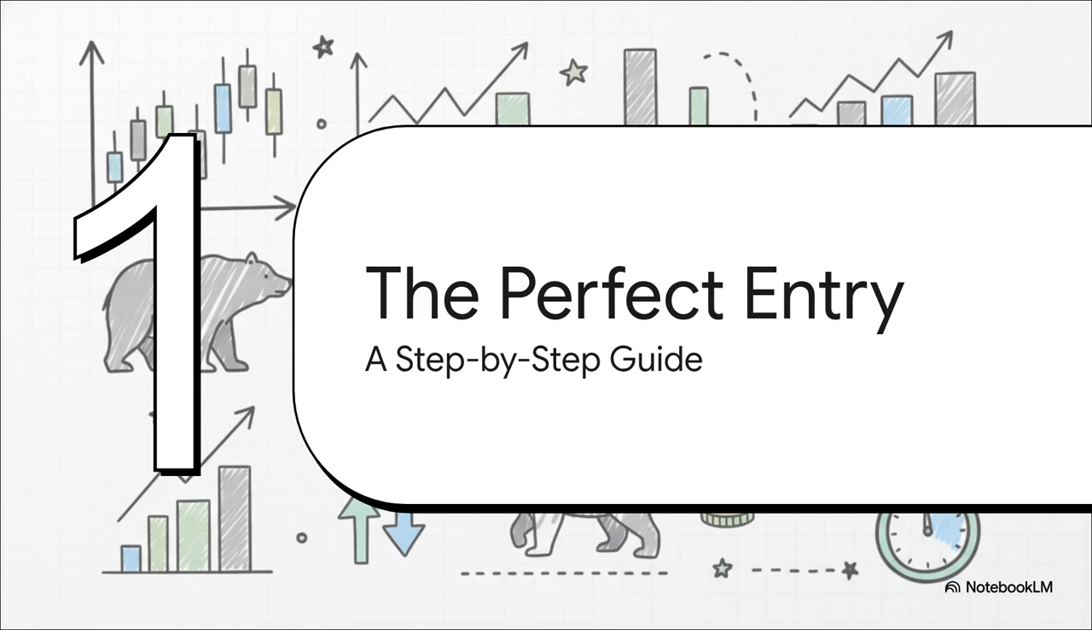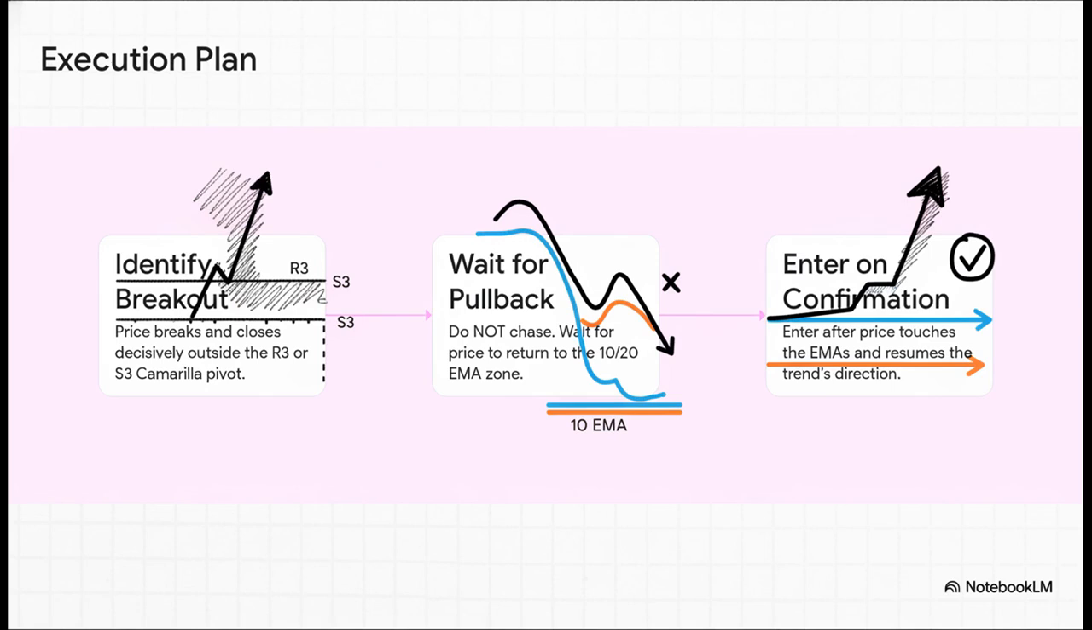Now comes the most important part, executing the perfect entry. This is not about just jumping in whenever. It's a disciplined, step-by-step process. Okay, listen close, because this is critical. First, we identify a clear breakout past R3 or S3, but, and this is the absolute key, we do not chase the price. Step 2 is to be patient and wait for the price to pull back and test our 10 and 20 EMA zone. And only after it touches those EMAs and confirms it's moving back in the breakout direction, only then do we enter. That patience is what separates a great entry from an emotional one.